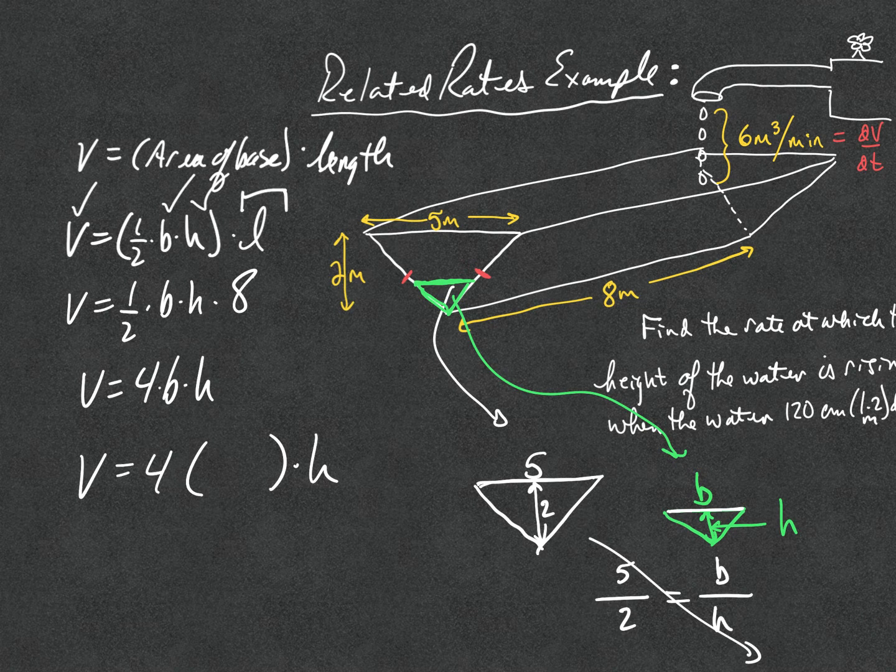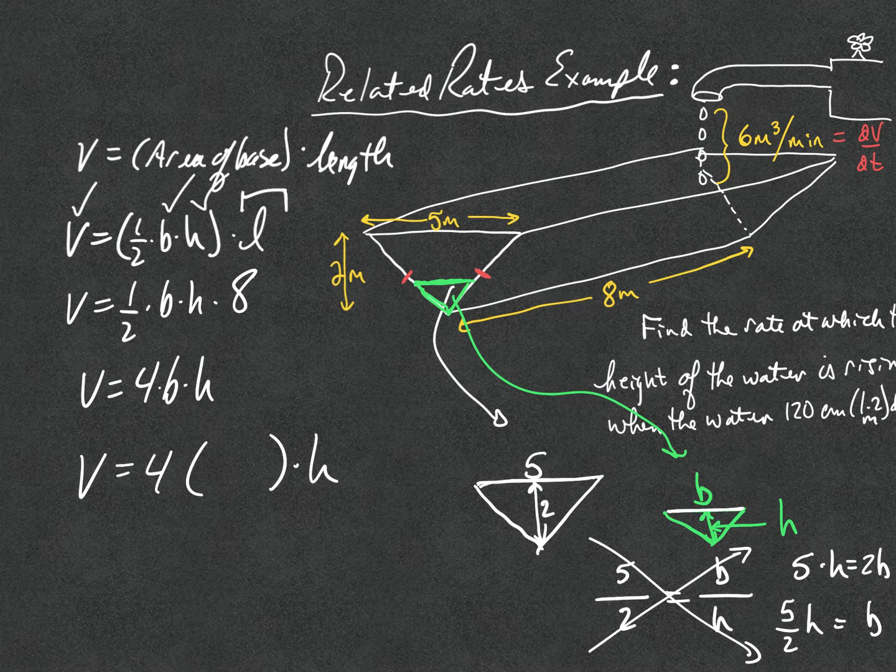So if I multiply diagonally this way, I'd have 5 times H. And if I multiply diagonally this way, we'd have B times 2. Which variable should I solve for? I want to replace B with something. So I'm going to solve for B, divide both sides by 2.